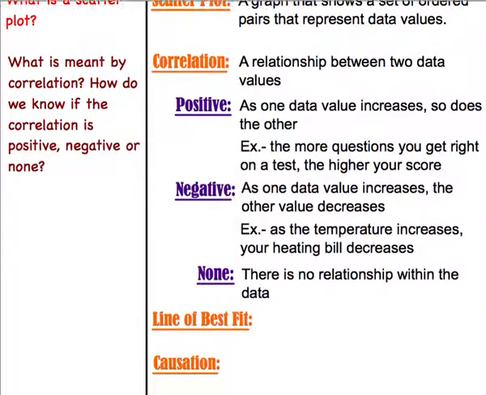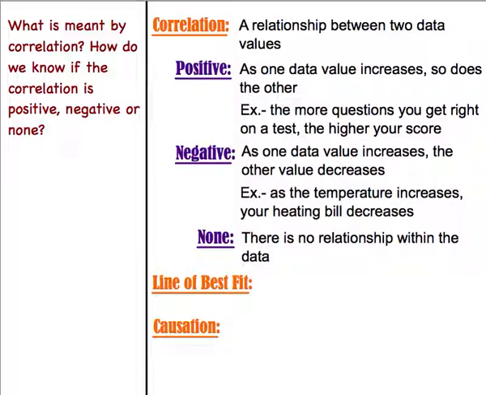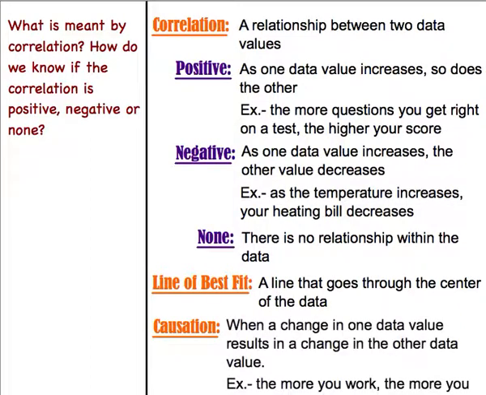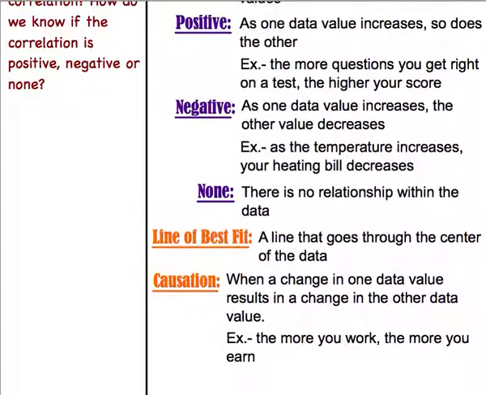Now, when we talk about relationships, we like to put out what we call a line of best fit. This is going to be a line that goes through the center of the data and best interprets what that relationship is. Now, causation is the last piece. When we talk about causation, this is when a change in one data value results in a change in the other data value. So for example, the more hours you work, the more money you're going to earn. And the less hours you work, the less money you're going to earn. Therefore, the amount of time you work causes the amount of money that you make.